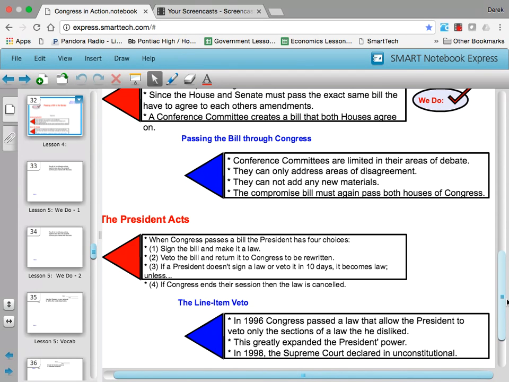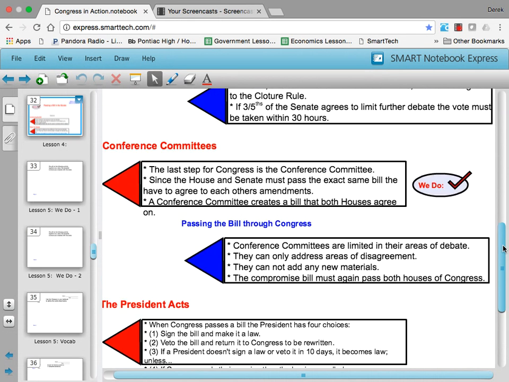And in 1998, the Supreme Court wisely said, that's a bad idea. Not only is it a bad idea, it's unconstitutional. So the president does not have that power. Every now and again, there's some discussion that pops up again, but the president cannot do a line item veto. That is today's lesson.